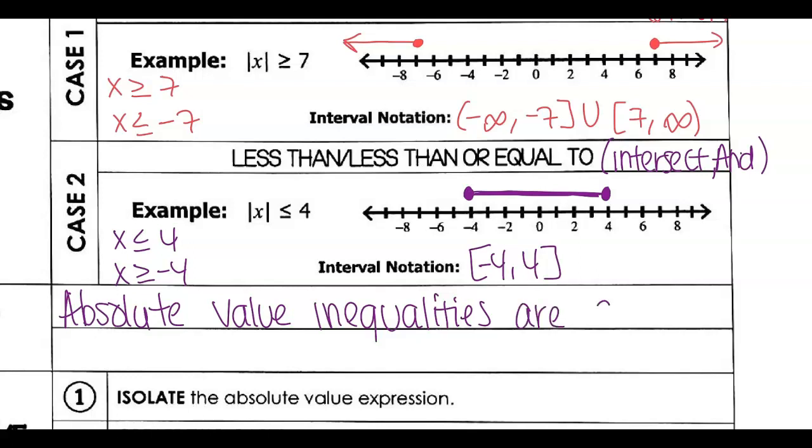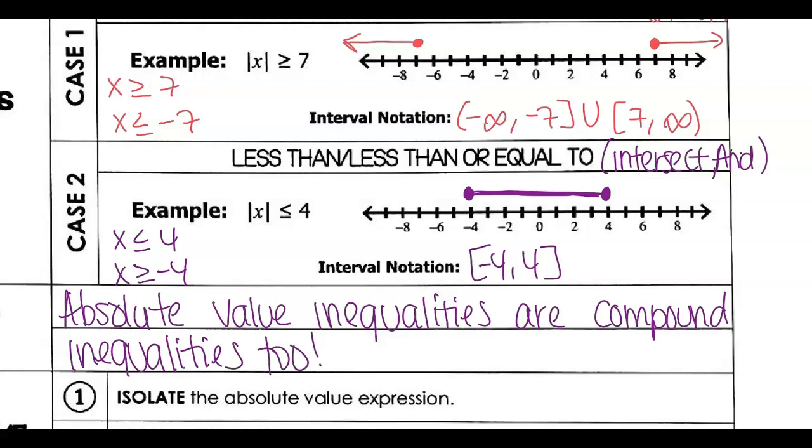are technically compound inequalities too. The reason why I'm saying they're compound inequalities too is because they have to deal with that intersection and union that we just talked about above. So we're going to see more than likely after we simplify, when we get that absolute value isolated, we're probably going to see intersections happen and unions happen when we graph these out.